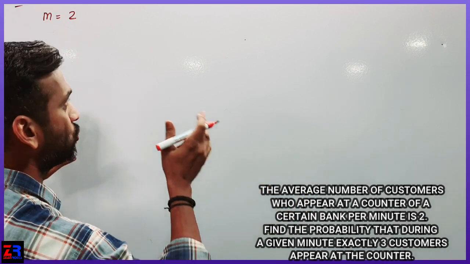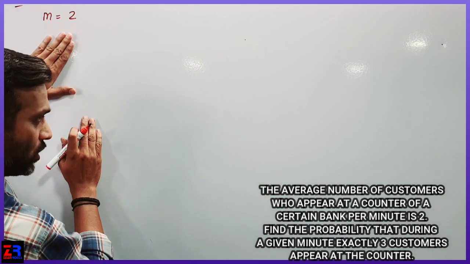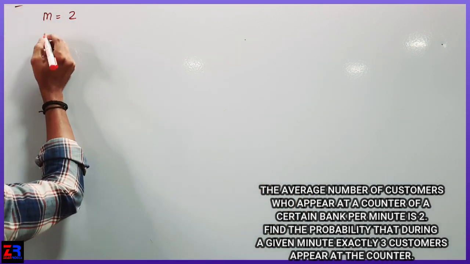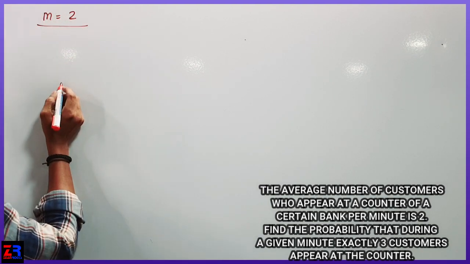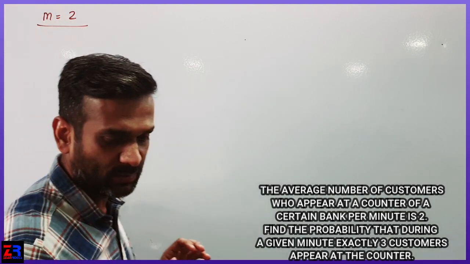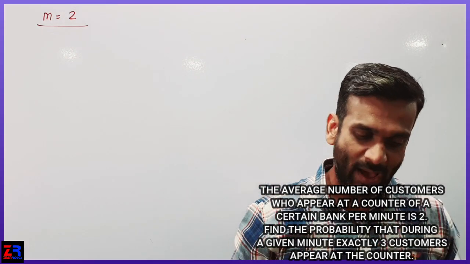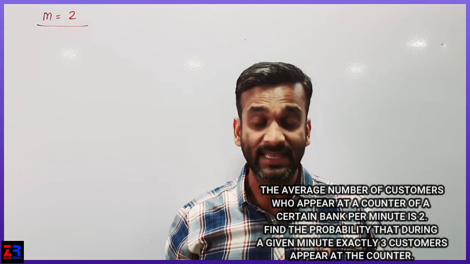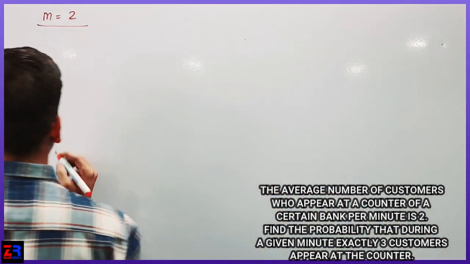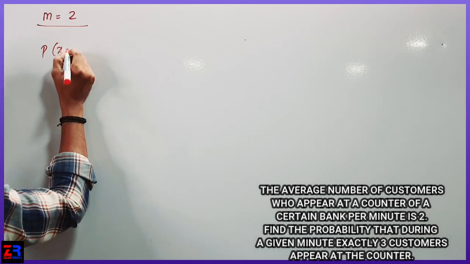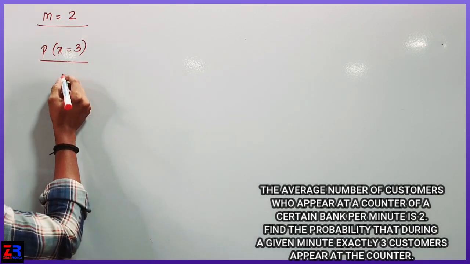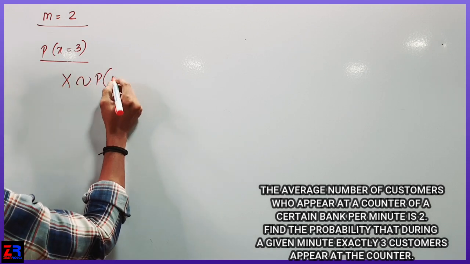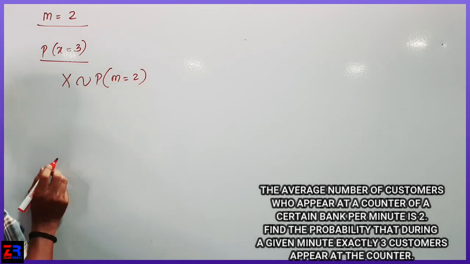So we are going to use the Poisson distribution. m is equal to 2. X is the number of customers appearing at the counter. And what are we supposed to find? The probability that during a given minute, exactly 3 customers appear. So we are supposed to find the probability of x equal to 3. So x follows a Poisson distribution with parameter m equal to 2.